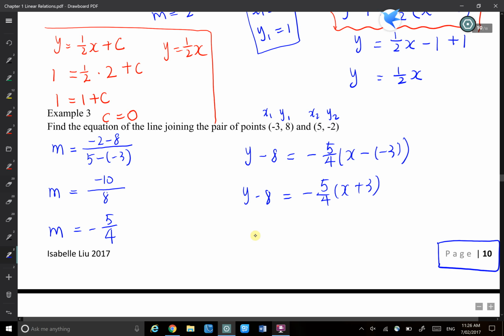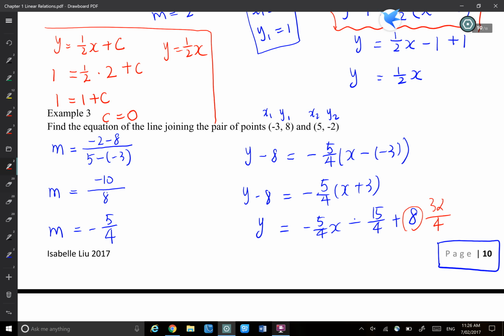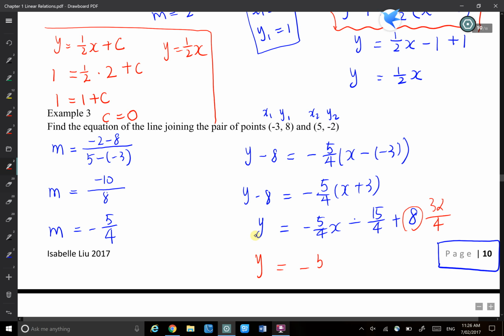Make y the subject. y will equal this, plus minus 15 over 4, and plus 8. Okay, so plus 8, I can say that's 32 over 4. So y will equal minus 5 over 4 x plus 17 over 4. Okay, plus 17 over 4.